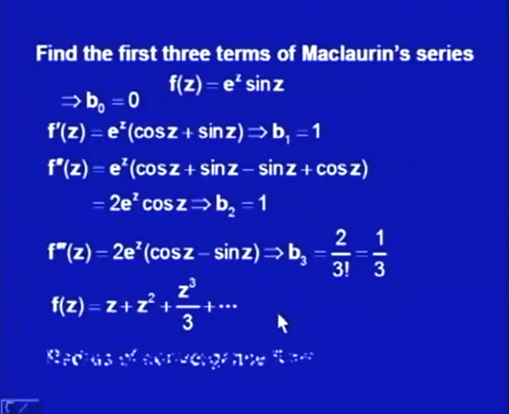So, this series has radius of convergence R equal to infinity, because there is no singular point for this function. This function is analytic everywhere, because the e^z function is analytic everywhere and the sin z function is analytic everywhere. So, the product will be analytic everywhere. So, the radius of convergence will be infinity, or we call such a function an entire function.